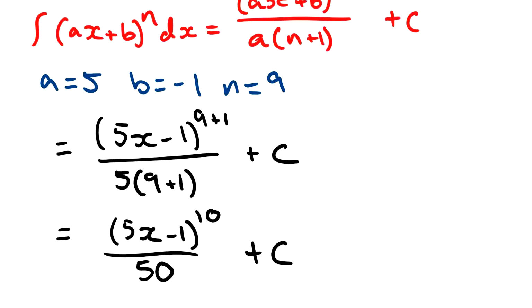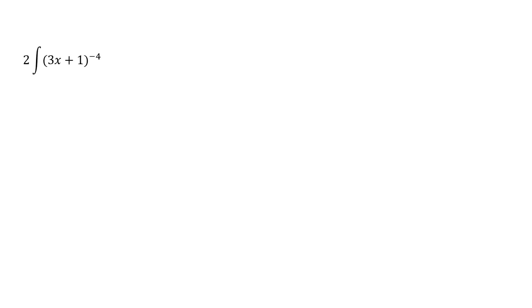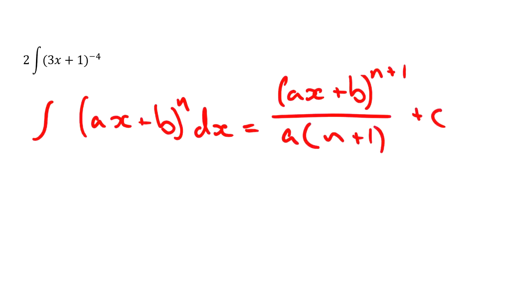Alright, so that was all there is. You just literally substitute into the formula and get your answer. So now we're going to look at the next one. So here we're going to be using this formula. And we do the same thing. So my a is going to be 3, b is going to be 1, n is going to be -4.